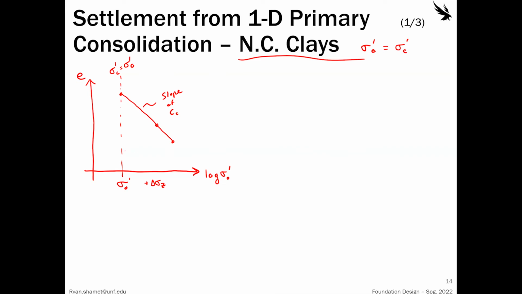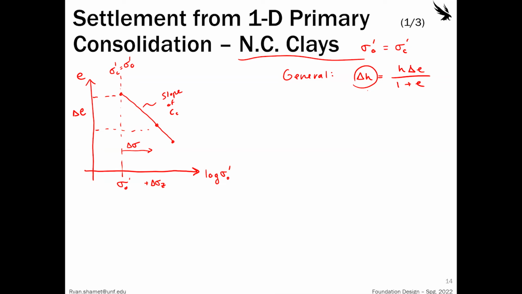That means the consolidation is dependent on any change of sigma as well as a change of void ratio. So again, what we found last time, in general, delta H is equal to H delta e divided by 1 plus e. You can probably imagine that this could be beneficial, because this delta H is the change of height of the sample.